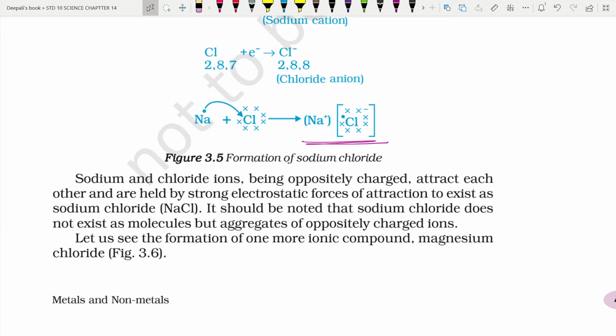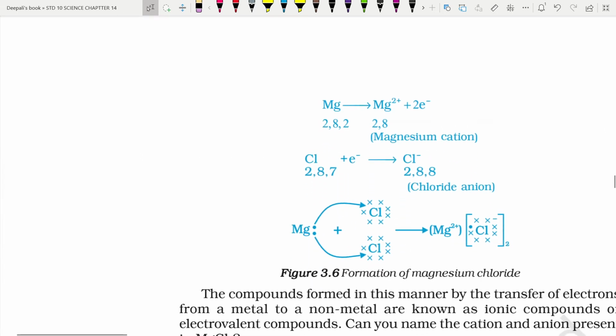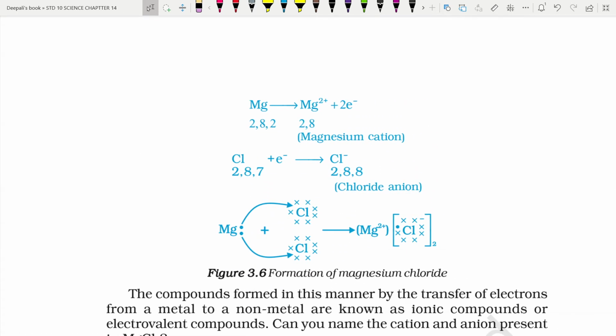Let us see the formation of one more ionic compound, magnesium chloride. Magnesium gives Mg2+ and has 2 electrons extra. And Cl takes 1 electron to form Cl-. Here, one atom of Mg has 2 electrons extra, which it will give to one each of two chlorine atoms to form MgCl2, which is an ionic salt.